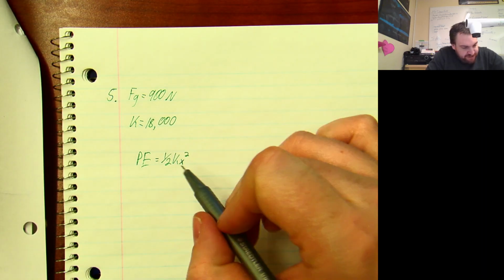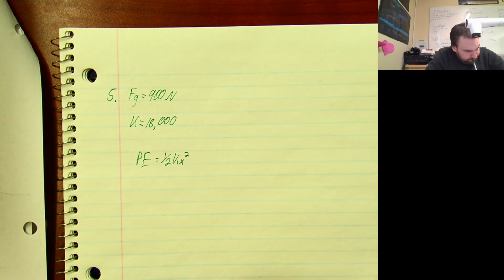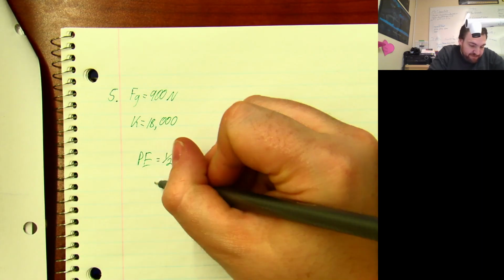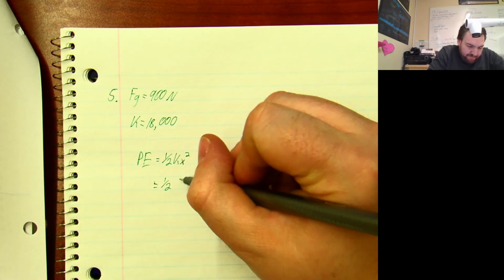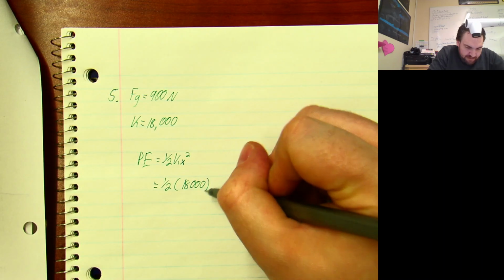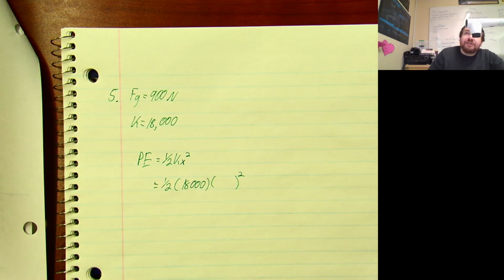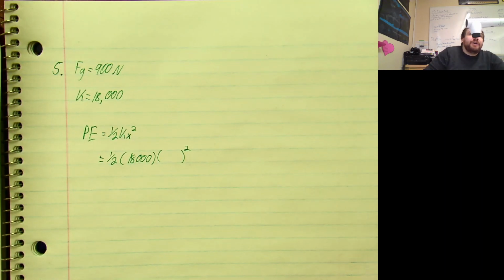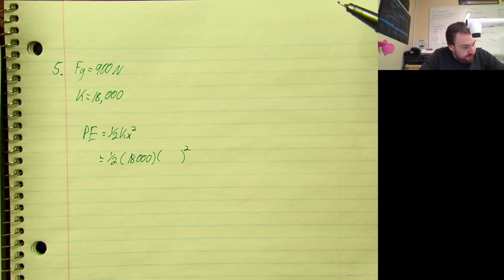We don't know what x is going to be, but we know k is 18,000. So we're going to do 1/2 times 18,000 and then something squared. So here's a question for you. How are we going to go about finding the extension of the spring? In this case it's going to be a compression.